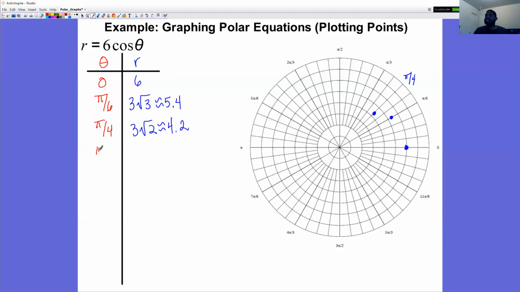And then pi over 3. Pi over 3 gives you a value of 3. So we'll go 3 units from the pole on the pi over 3 radial line. So 1, 2, 3. And then pi over 2, it gives us a value of 0. So that puts us back at the pole again.